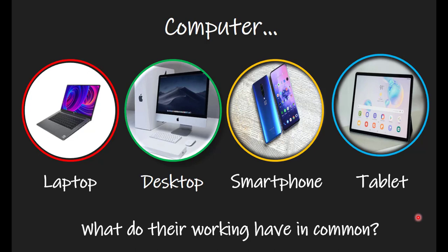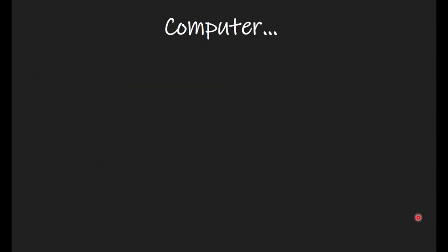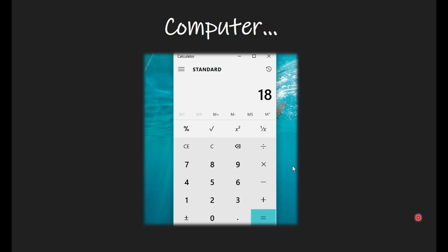Let's understand that with the help of some examples. So let's take the first example. What is it? It's a calculator. What does a calculator do? It takes some numbers and symbols from the user, then it performs that operation and then it displays the result.